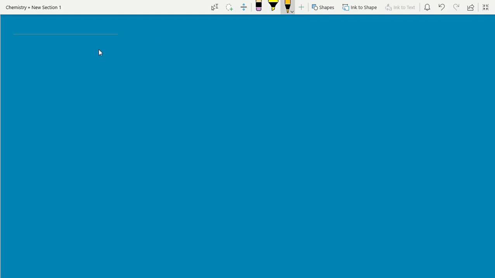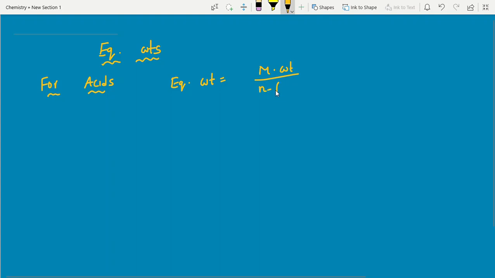First, equivalent weight. Okay. Now first we are going to calculate for acids. Equivalent weight equal to molecular weight by n factor. What is n factor? That let me discuss first, then move on to the topic.